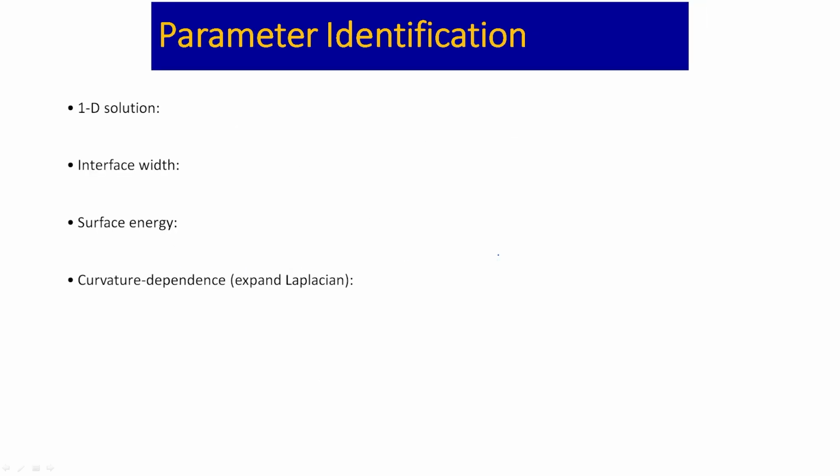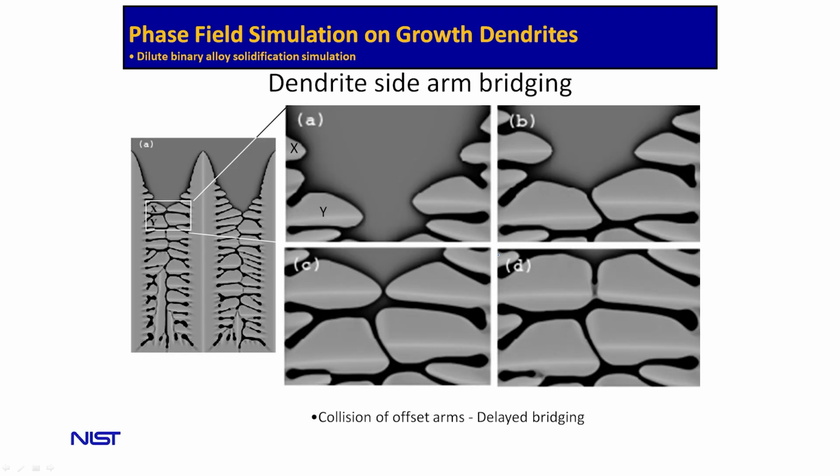So, you can get different kinds of microstructures. Let us talk about that. Phase field simulations on the growth of dendrites are very important. As you see here, once you solve that, this is taken from NIST, the National Institute of Standards and Technology, US. This is showing nicely grown dendrites.